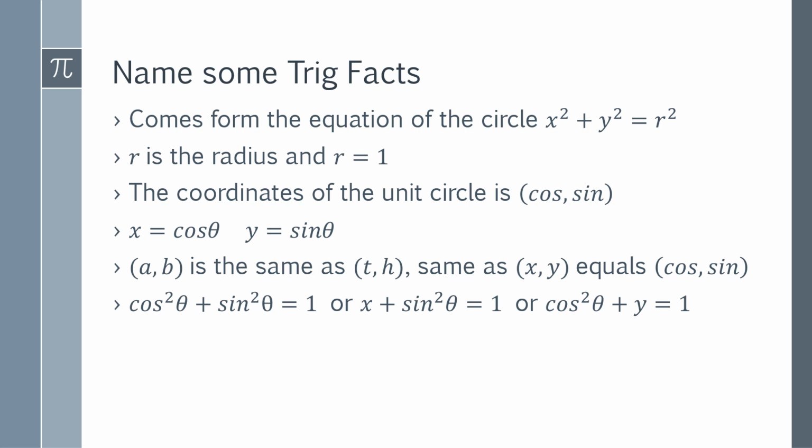Cosine squared plus sine squared equals 1. That could also be written as x squared plus sine squared theta equals 1. So it all means the same.